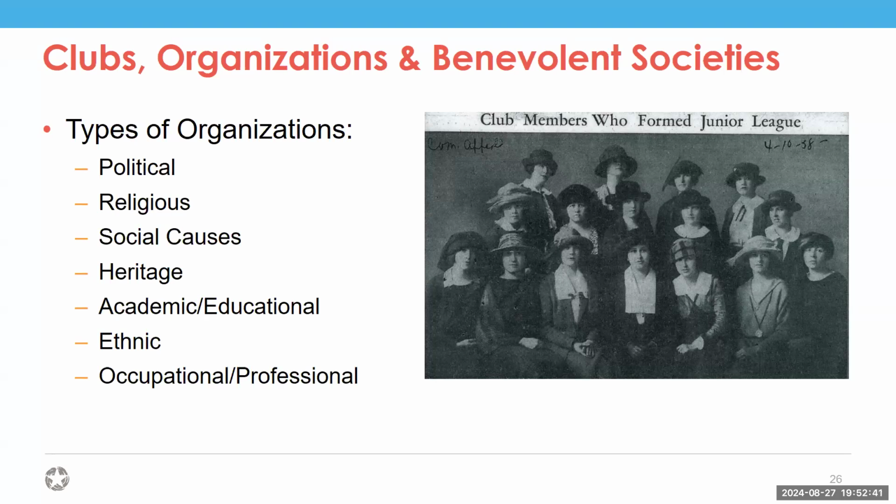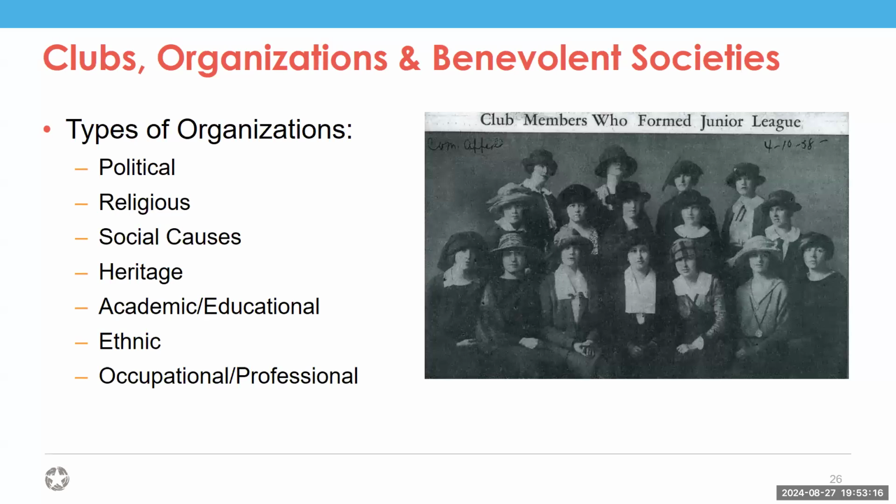So we have political organizations like the League of Women Voters, religious ones like church groups, social causes like the Junior League, or one that was very popular in Plano in the late 1800s, early 1900s was the Women's Christian Temperance Union. Heritage groups such as Daughters of the American Revolution, academic or educational groups, or were they in a sorority? Were they in honors societies?